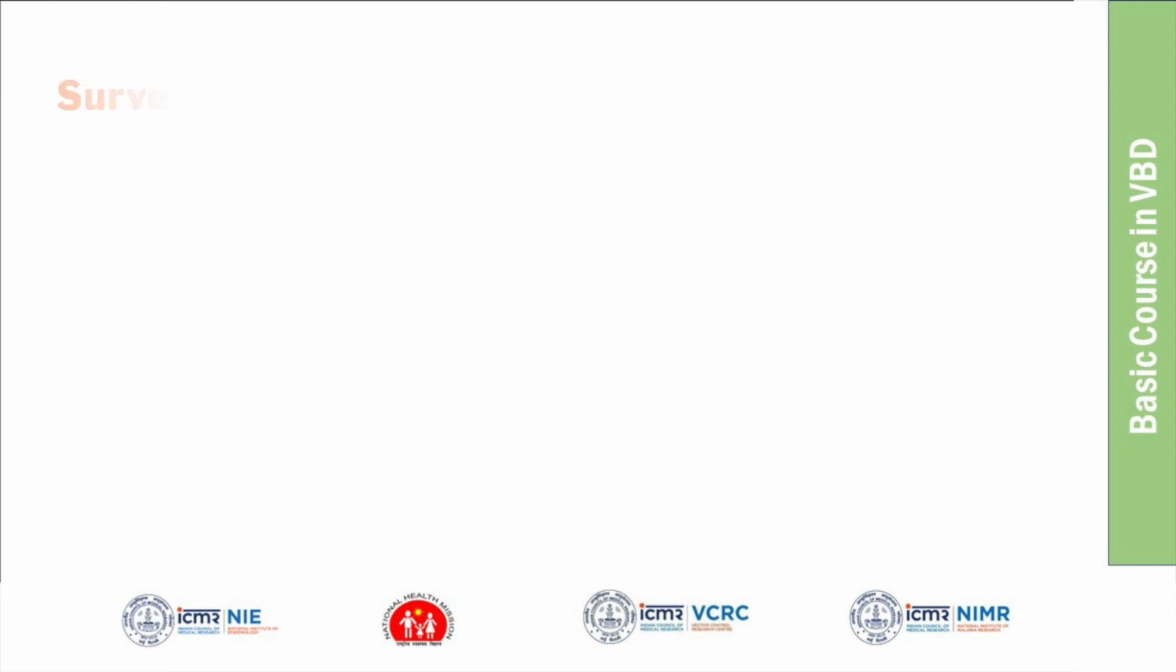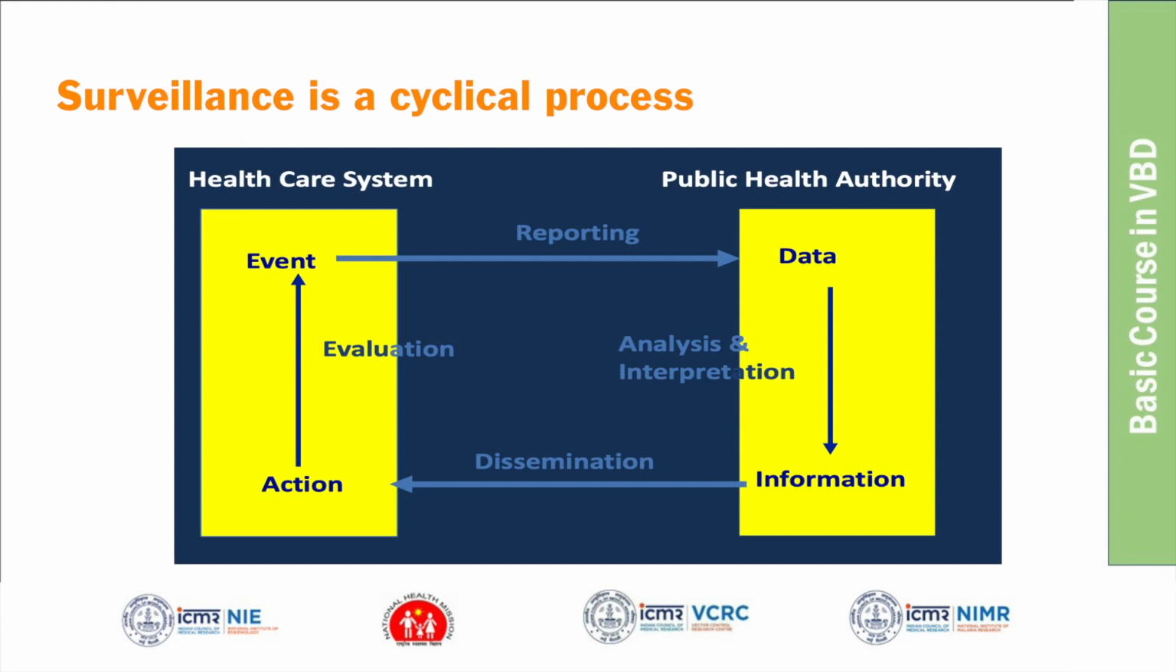Now the next step is elements of surveillance. Basically surveillance is a cyclical process. It has two major components: one is the healthcare system and the other is the public health authority. From the healthcare system, we collect the events data. We are not collecting just cases data; we call it events. We will see what events are. We just collect the events data.